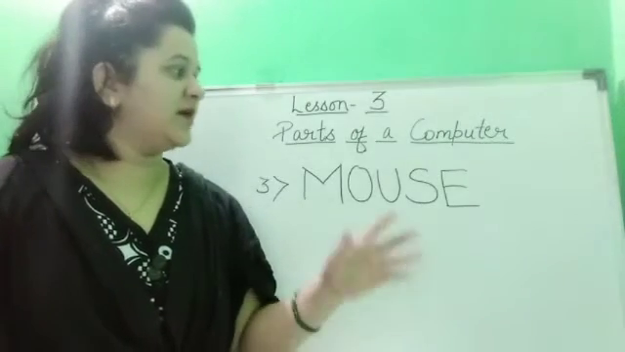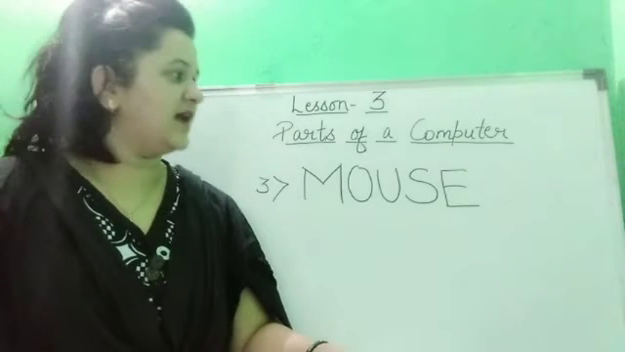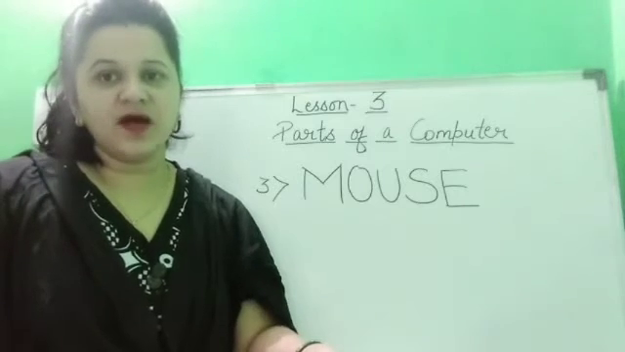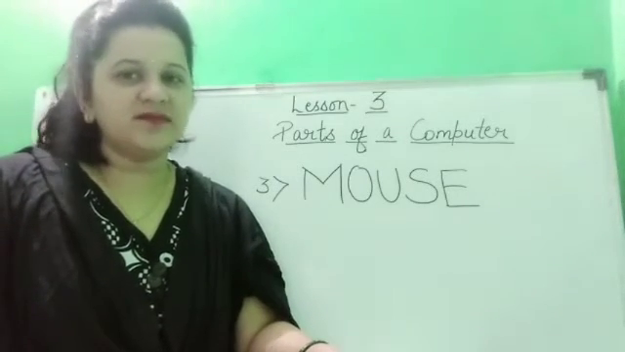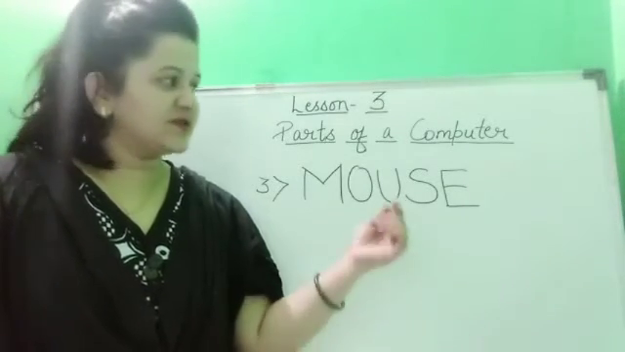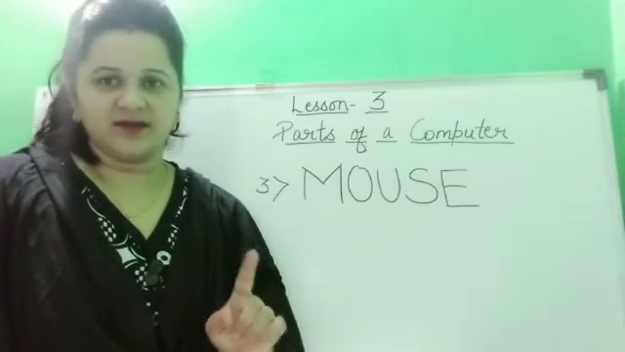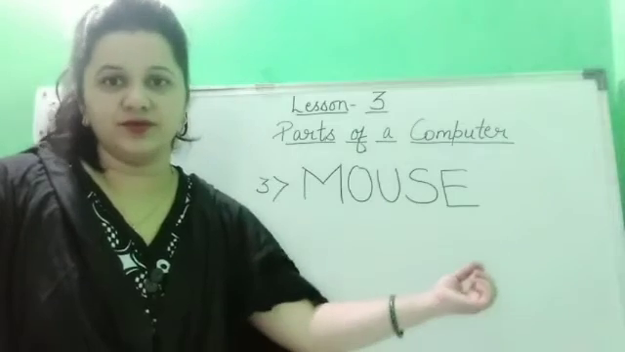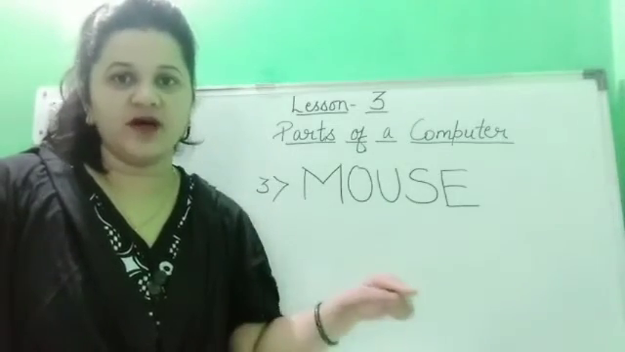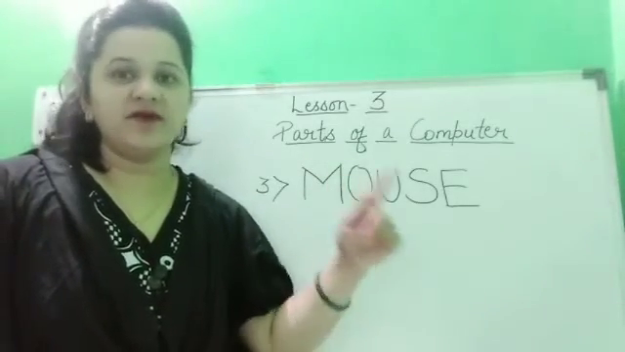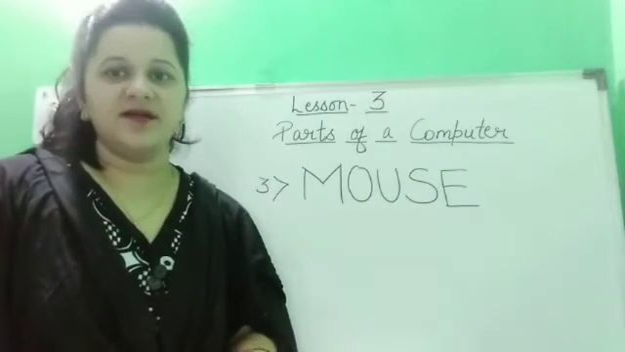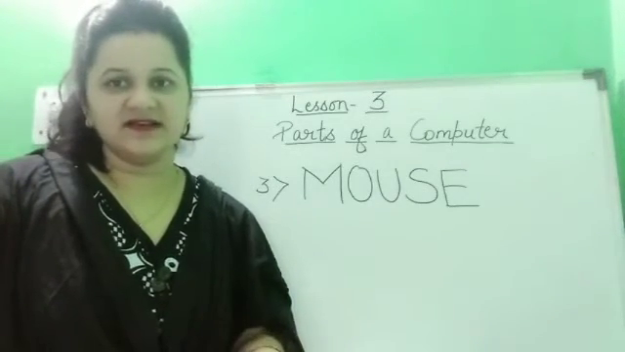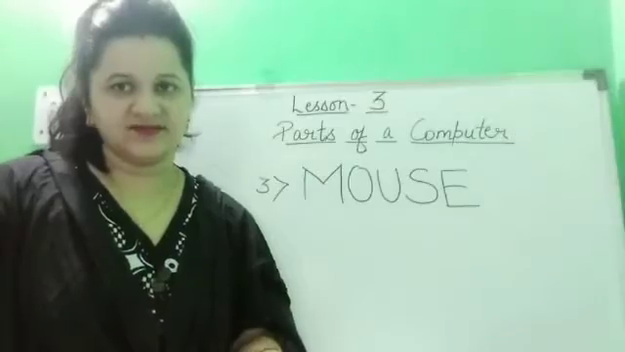So now children, here comes our next part, that is mouse. Now children, a computer mouse looks like a real mouse. Okay? It looks like a real mouse, but it is not that mouse. It is a computer mouse which is attached to the computer CPU with the help of a wire. It requires a wire to get attached with a computer. Now let us discuss more about mouse.